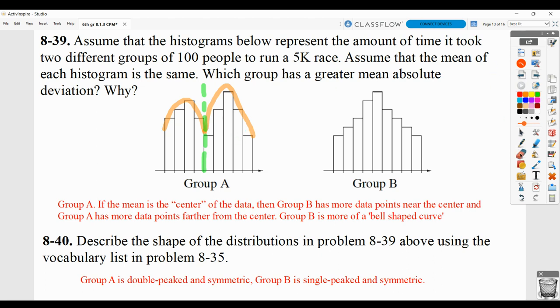Where this one, group B, has just a single peak, and this one though is also symmetric because again this would be like the mirror and both halves are pretty close to mirror images of each other, so we call that symmetric.